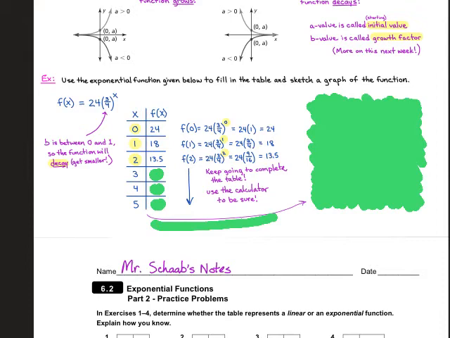For the rest of your values, you should get 10.1 when you put a 3 in for x. Again, I rounded this off. We're not looking for perfection. We're just trying to get some points that we can graph on the coordinate plane.